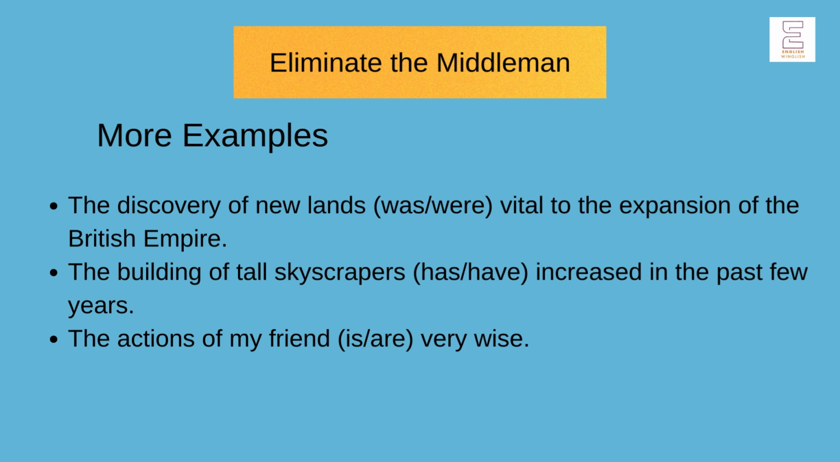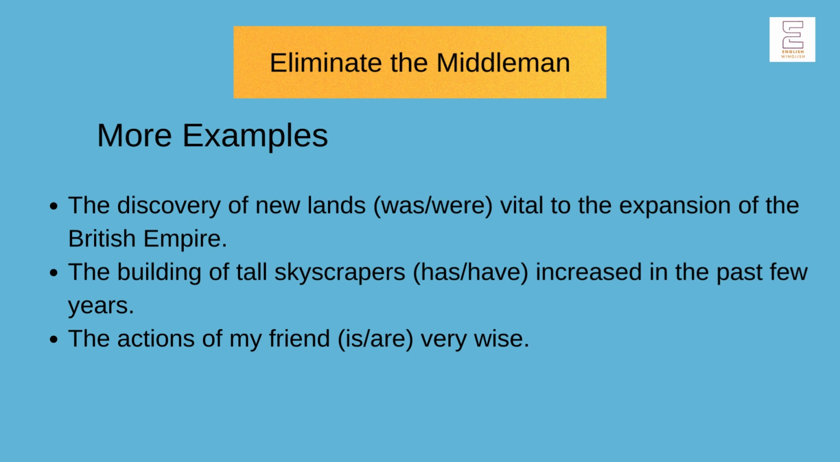Now, here are a few examples. The discovery of new lands was or were vital to the expansion of the British Empire. Vital means very important. The discovery of new lands, new countries, new places, was very important to the expansion of the British Empire. The British Empire expanded, it colonized many other countries. So they had to discover new countries to expand their geographical area, also their business.